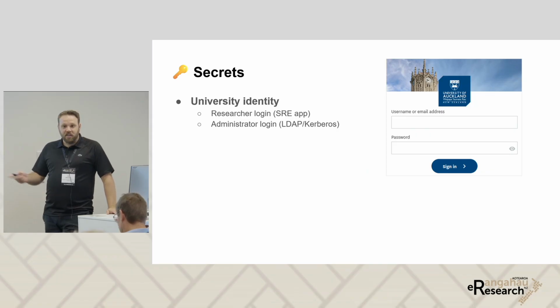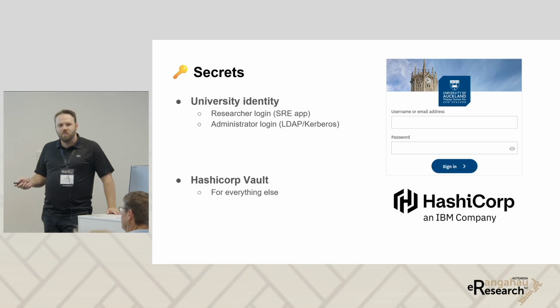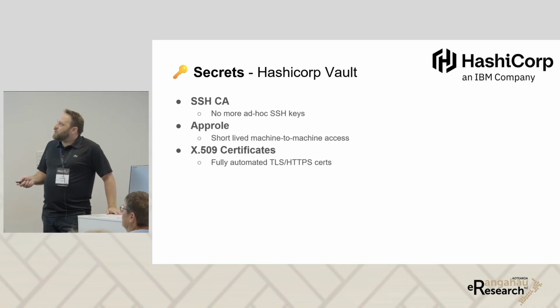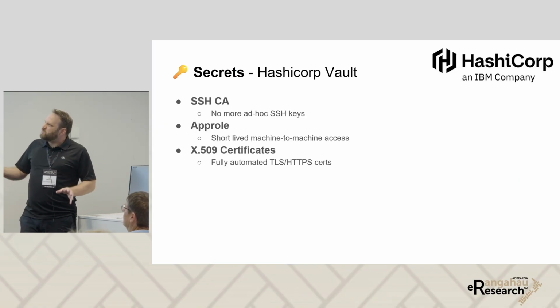University identity. Like I said, we're leveraging our organization. To log into the SRI, we use university identity. We also do it for some administrative stuff. For everything else, the kind of more interesting stuff, we use HashiCorp Vault. They have both a paid and a free version, and we're going to talk more about that because it's just more interesting.